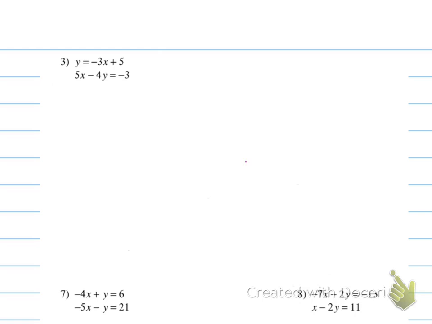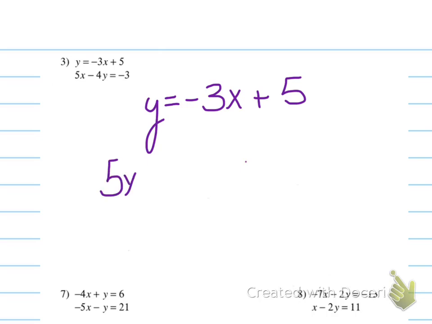I am going to write them a little bit bigger, where we have y is equal to negative 3x plus 5. And in the other equation, we have 5x minus 4y equals negative 3. And now, what I find that students have the hardest time is when they look at their two equations, first of all, even identifying what method they should use.